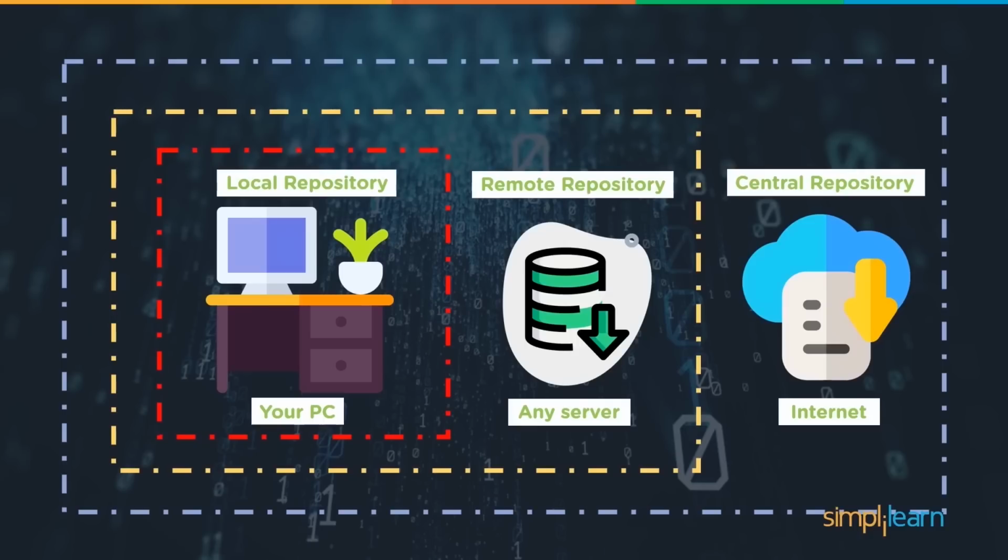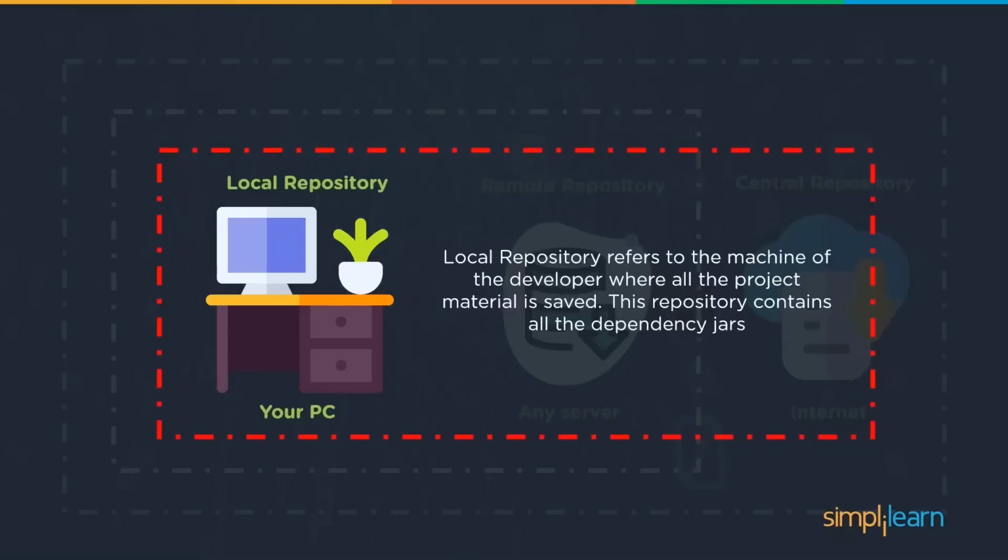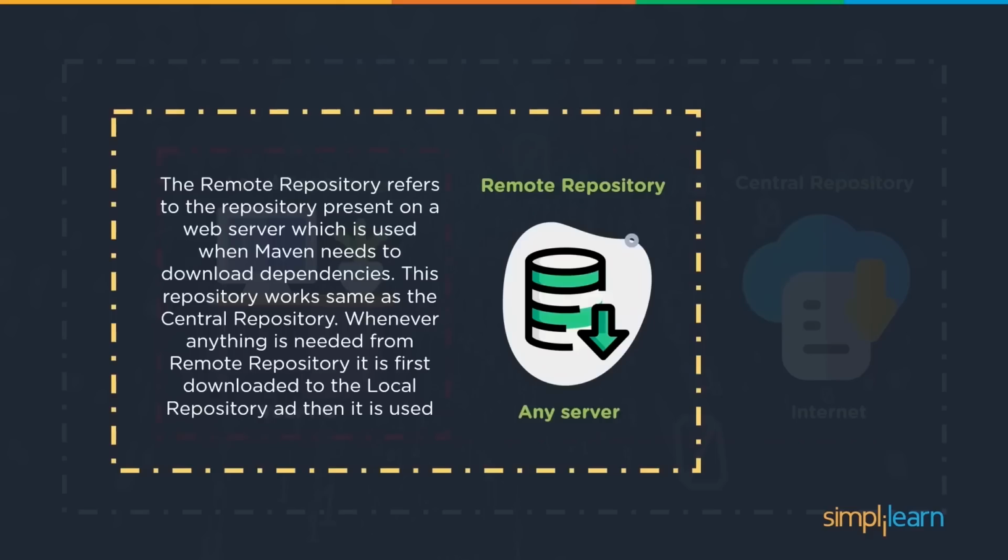Usually in the central repository we can host our different kinds of dependencies and jar files. The local repository is on the machine of the developer where the project material is saved, so all the dependency jar files will be available on your local machine. The remote repository is the location where you can store all your dependencies, from where you can download them whenever you require. These repositories work similar to the central repository.